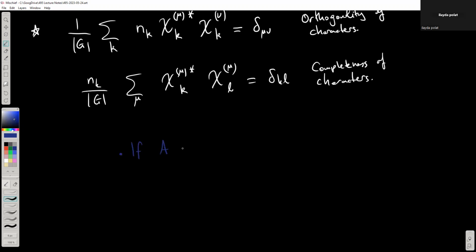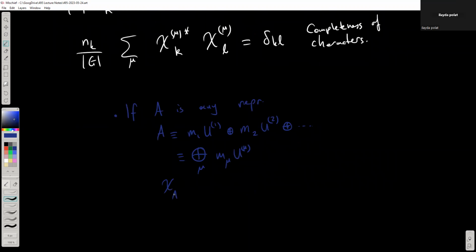So if A is any representation, A can be decomposed as a direct sum of these irreducible representations where mu 1 appears m1 times and mu 2 appears m2 times and so on. We usually express this as a summation symbol like that, m mu times mu. Okay. In that case, this implies that the character of A for the kth class, for example, is equal to the sum over mu of m mu and the character of mu in the kth class, or something like that, all right?